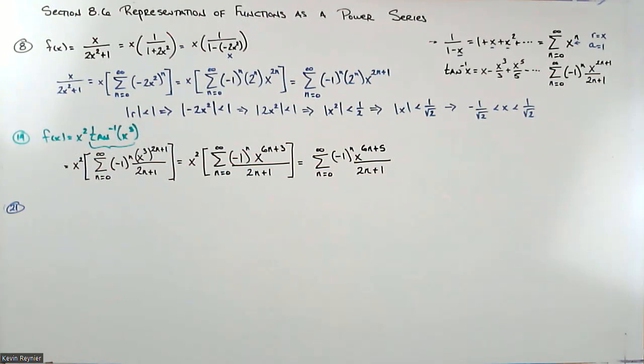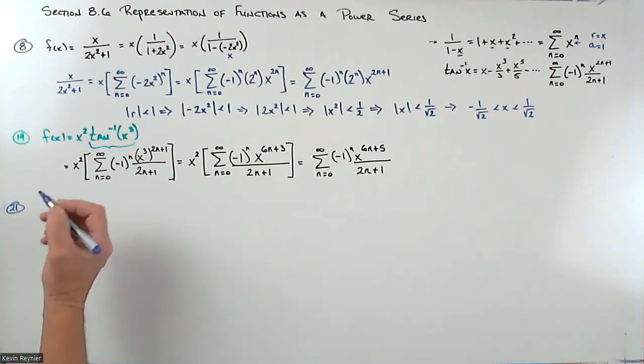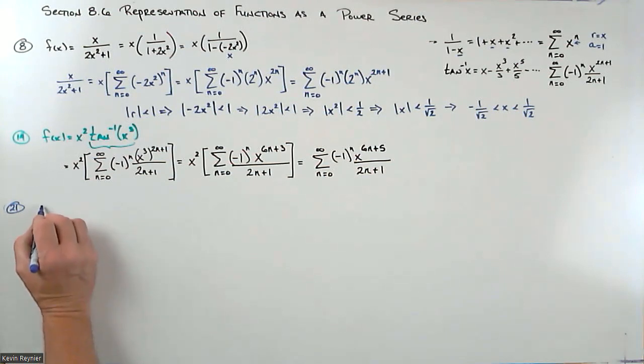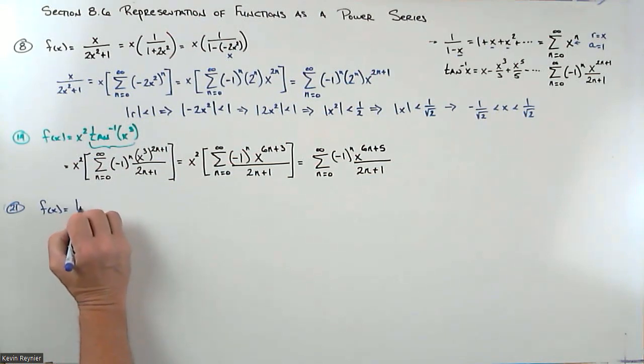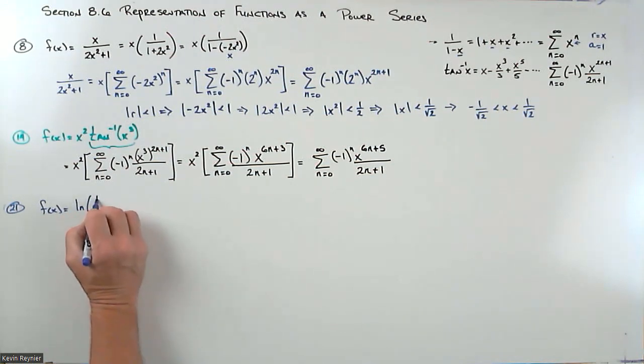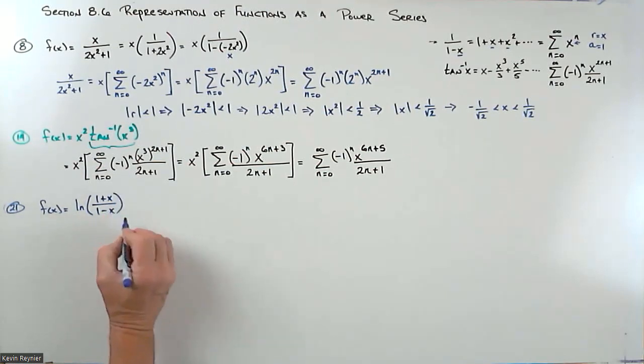All right, so here, I'm not going to be able to graph for you, but we can find the power series representation. And then we can talk about what the partial sums look like. So f of x equals the natural log of (1 plus x) over (1 minus x). Looking at this problem, I may not have enough room on the remaining portion of my whiteboard to work this out, but we'll give it a shot.